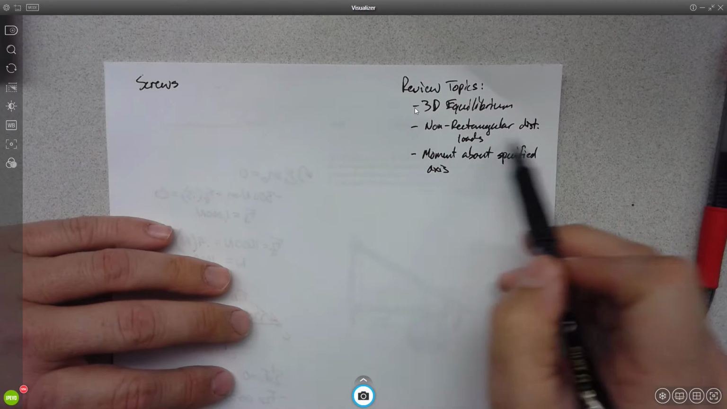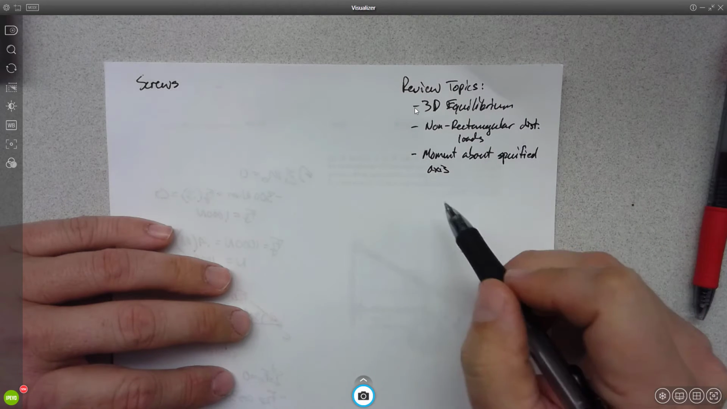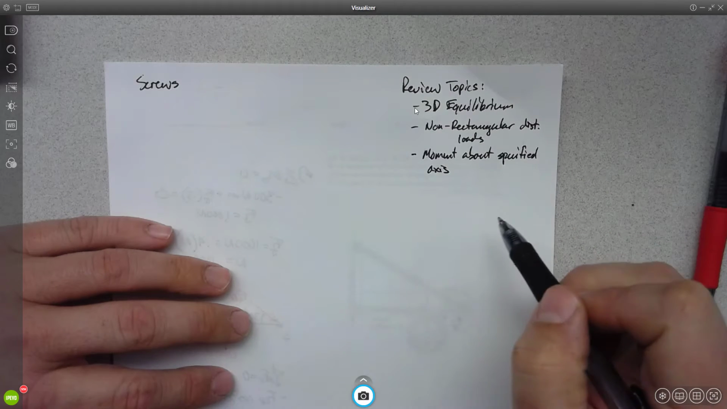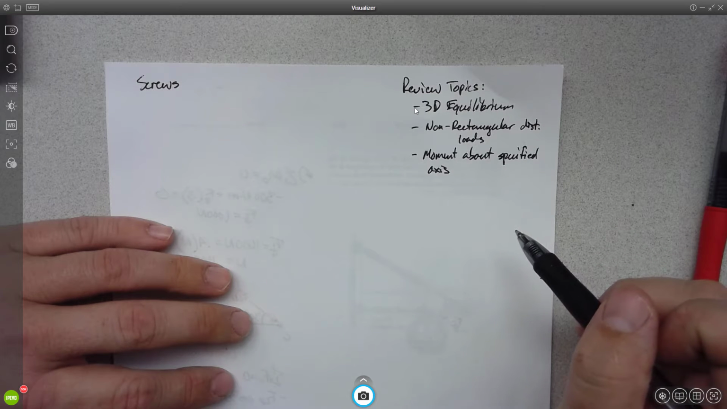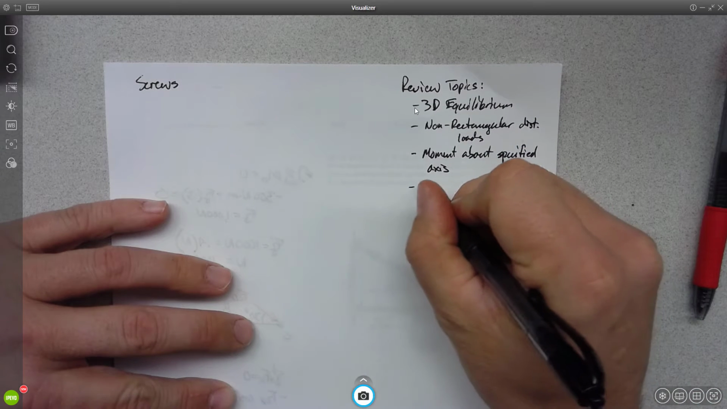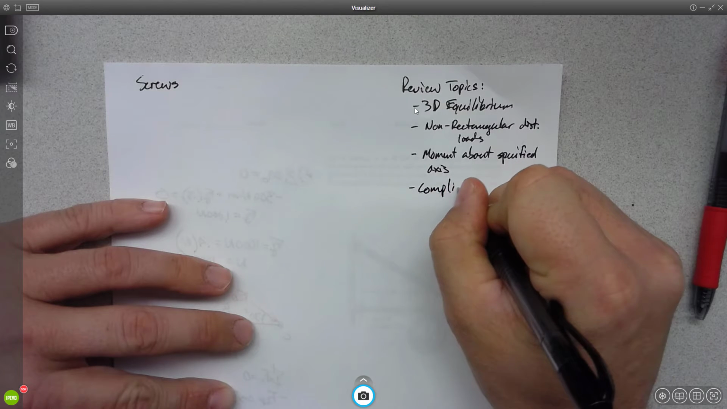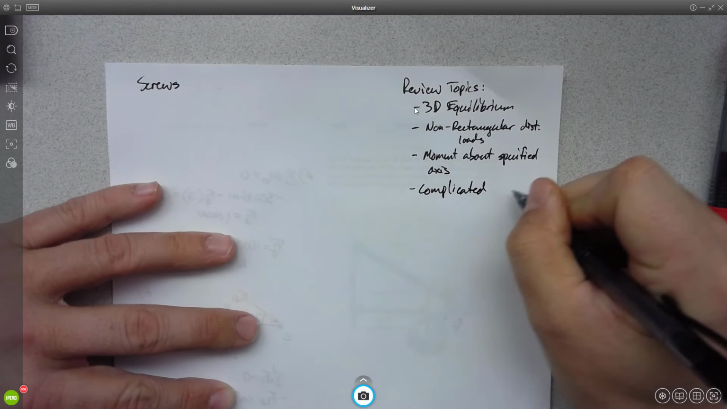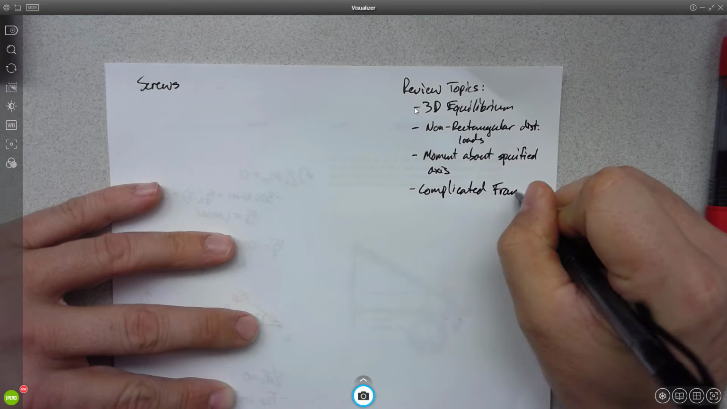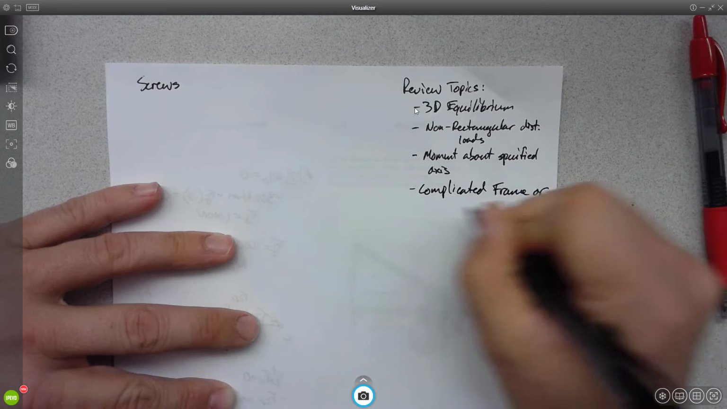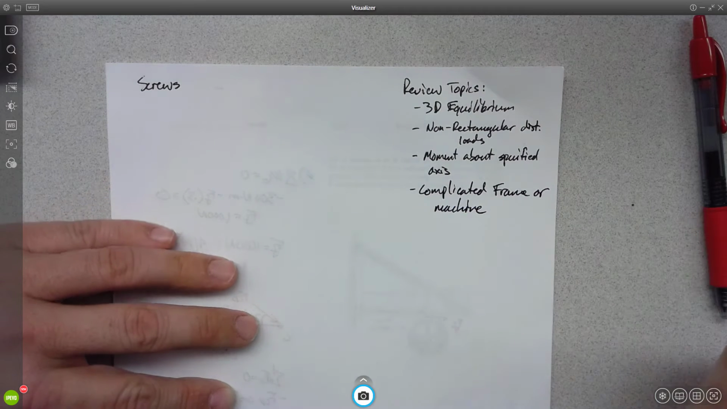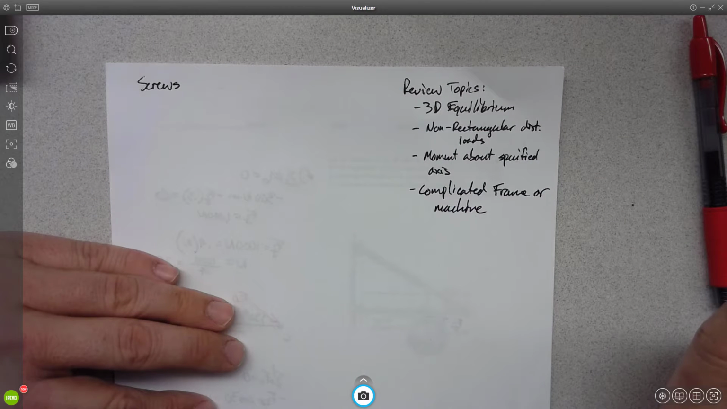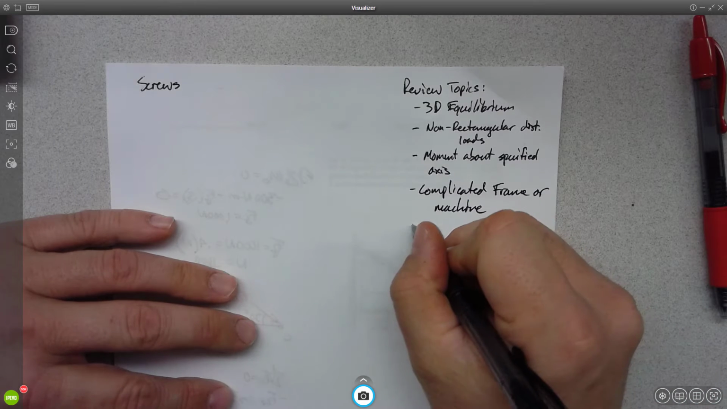So I think that's non-rectangular distributed loads. You mean like when you have a triangle load on something? Yeah. Yep. No, you're good. Ooh, yes, complicated frame or machine. That'd be good. Couple moments. Okay.